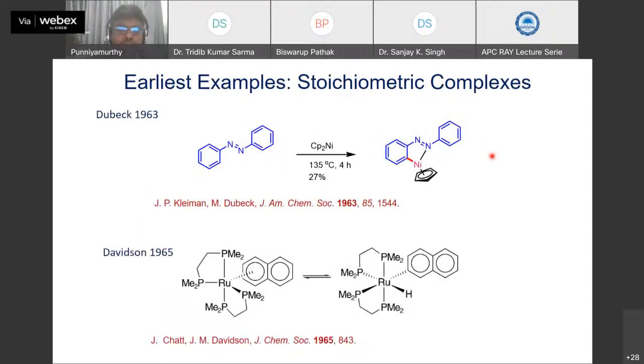When we look at the literature, in 1963, the CH activation of this aryl system was shown. Here the nitrogen makes chelation with this cyclopentadienyl nickel complex at high temperature, then activates the CH bond to form the nickel complex. This is the first report, appeared in 1963, where you can see here the activation of CH bond takes place by a directing group. Here the nitrogen acts as a directing group. The lone pair first makes chelation, and the activation of the ortho CH bond takes place. In this way, you can see the formation of the 5-membered metallocycle.